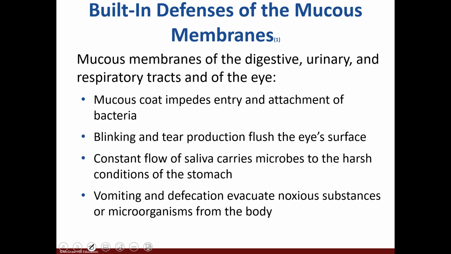Our mucous membranes also provide a defense system. The mucus prevents entry of pathogens, as well as attachment. When we blink and produce tears, we flush microbes off the surface of our eyes. Saliva helps to transport pathogens to our stomach, where the acidity helps in their destruction. Vomiting and defecation also help to eliminate substances as well as microbes.